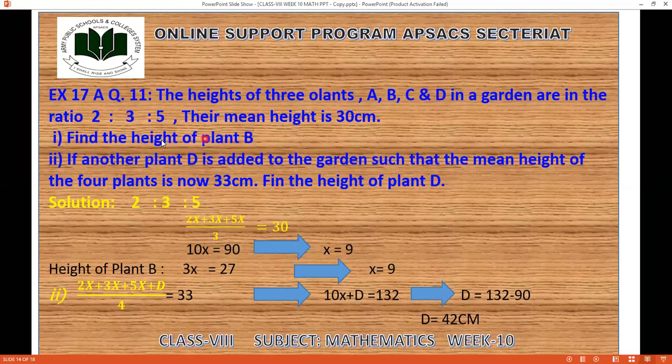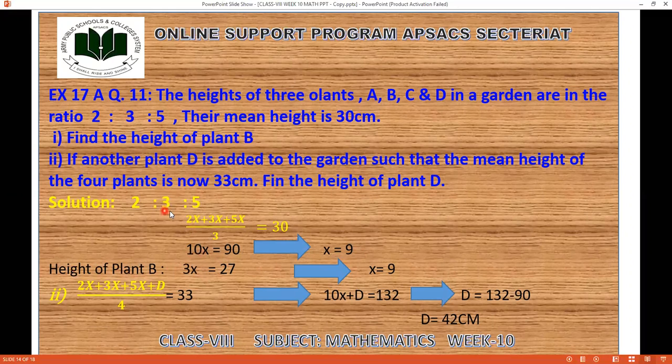Okay, let's solve the first part, where we have to find the height of plant B. Ratio 2, 3, 5. So I'm assuming one unknown value, that is x. 2x plus 3x plus 5x over 3, and the mean is 30. So when I multiply by 3 over here, it will be 90. By adding all these numbers, I got 10x, and by dividing 90 by 10, I got x is equal to 9.